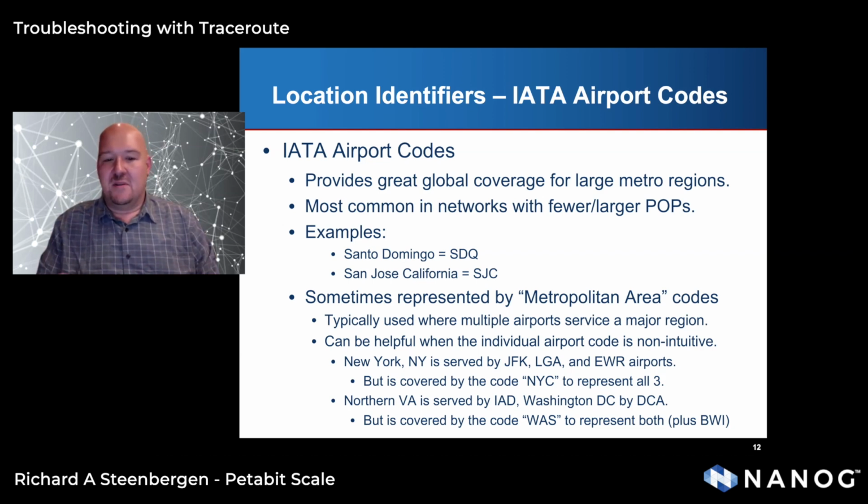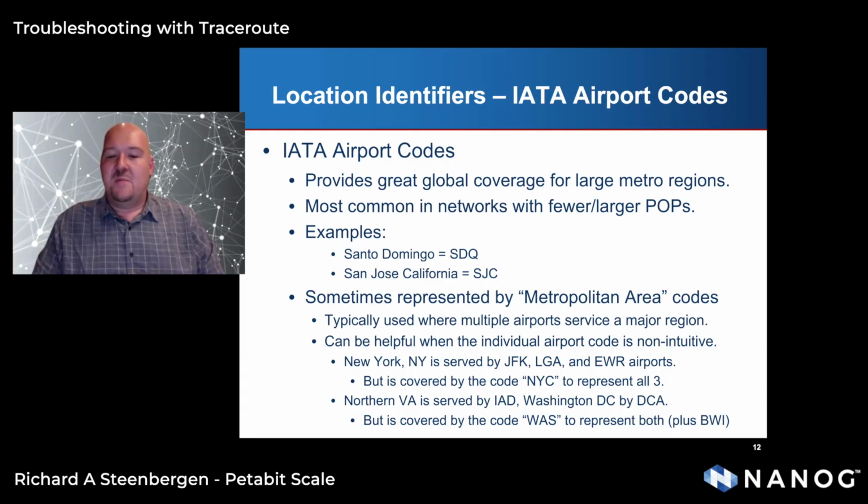So some examples: SDQ, Santo Domingo. Well, you can tell how old this slide was when I wrote it. This was the original NANOG in Santo Domingo. San Jose, California is SJC. So there's pretty much a major airport code everywhere.